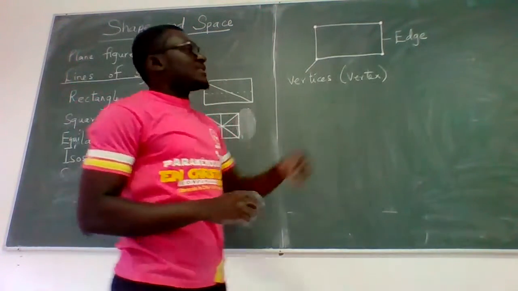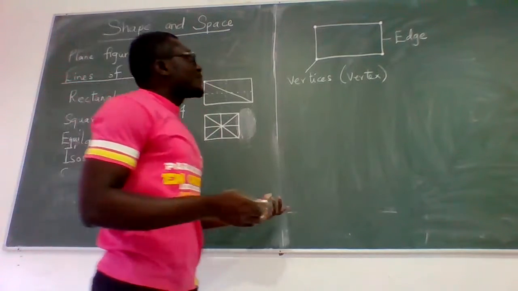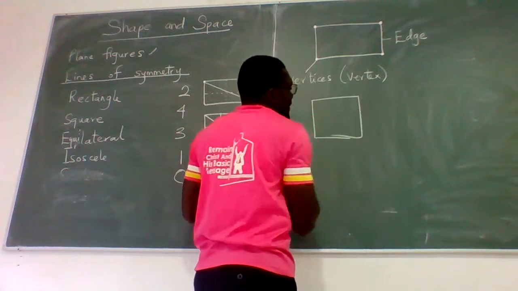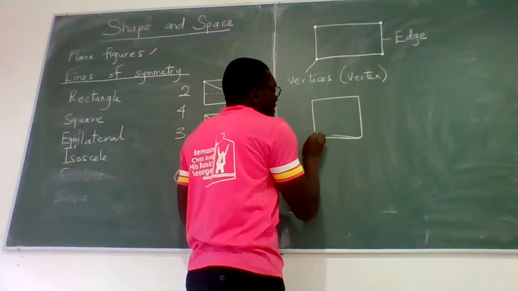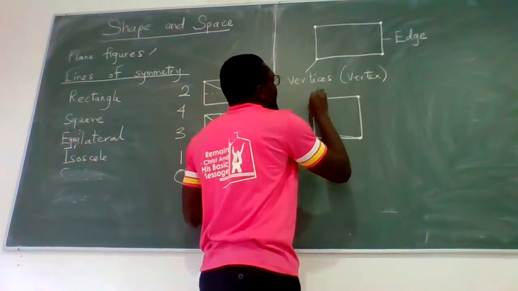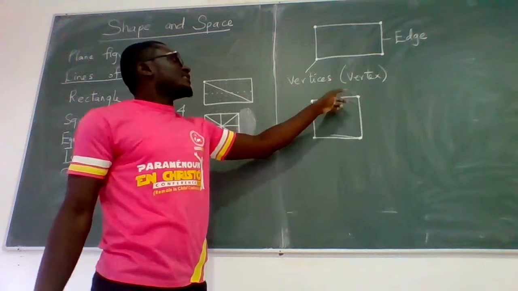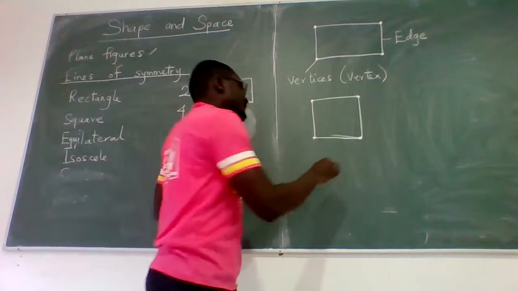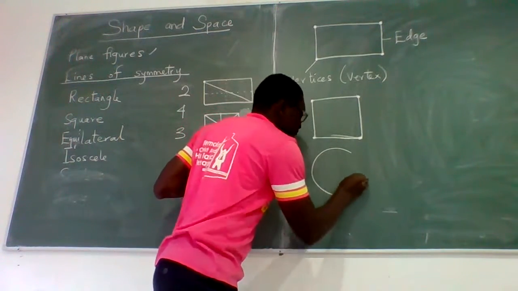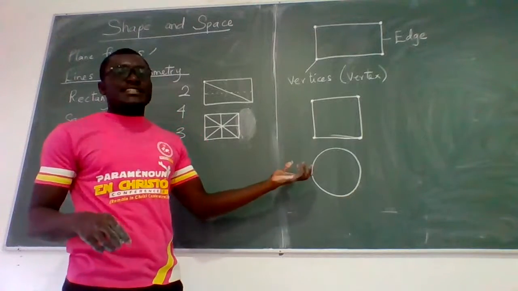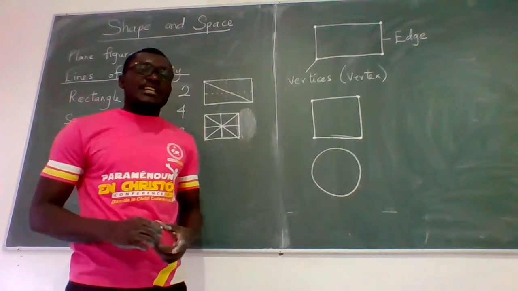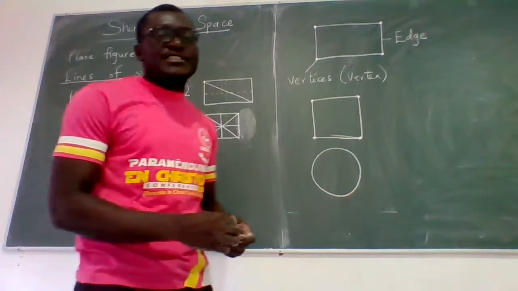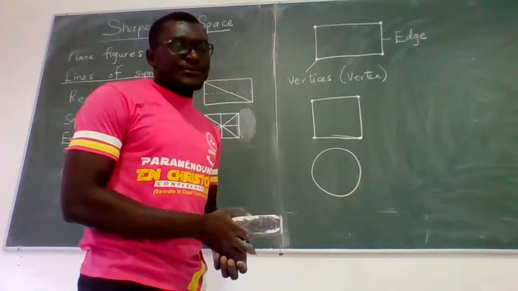So that is it for plane figures. In the same way, if you have a square, you are going to get vertices here, here, and here, and still be joined by edges. Now, another question to ponder about is, if I have a circle, how many vertices are there and how many edges do you think we will get? So you ponder about it, whilst you still ponder about how many lines of symmetry we have for the circle. Okay.